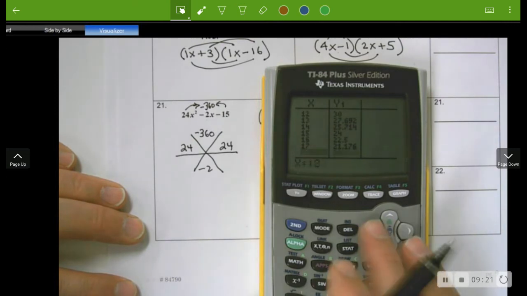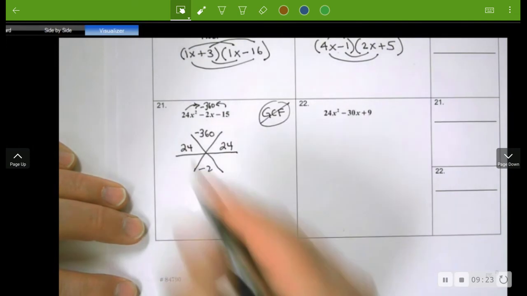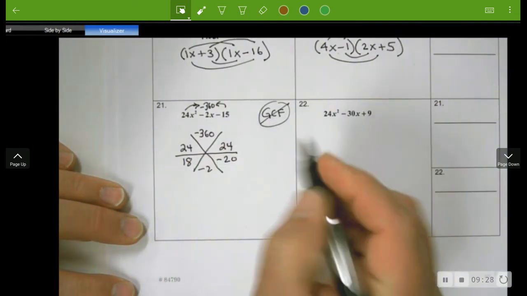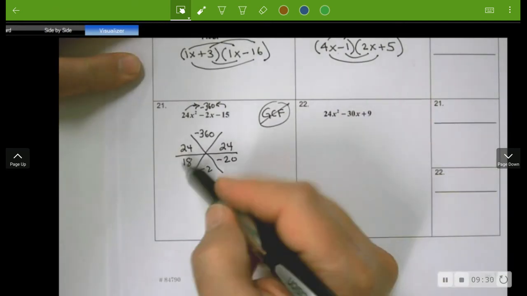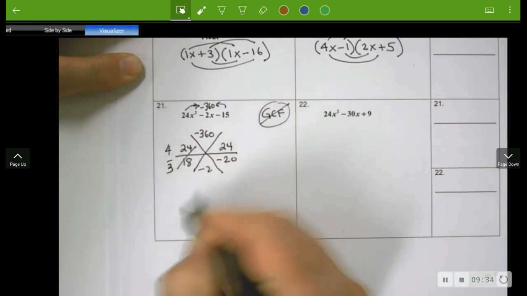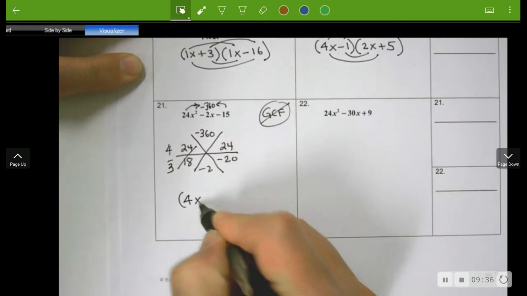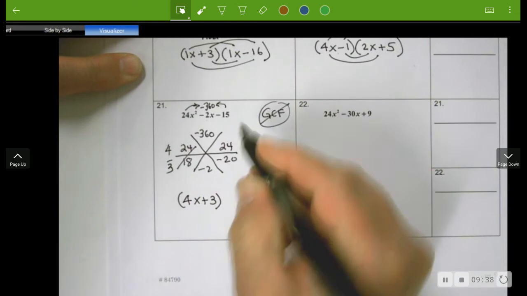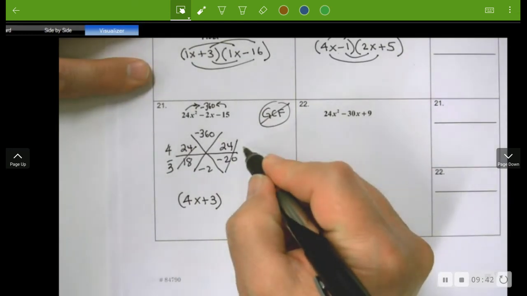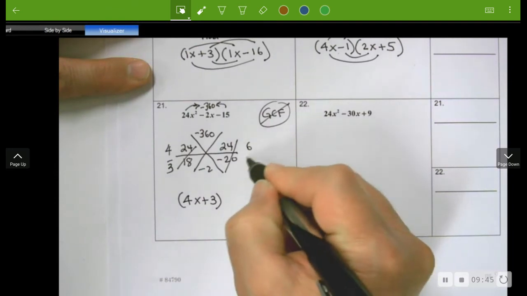$18 and $20. There we go. 18 and 20. If we put the negative on the 20, we'll be in business. Okay, these two divide by 6, so you get 4/3. And this side divides by 4. So you get 6 over negative 5.